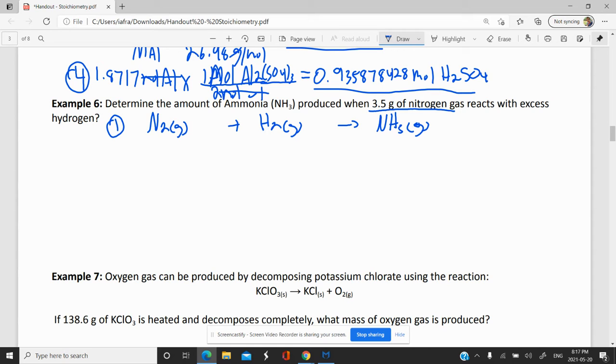And we need to balance it first. So that's our first step: make sure we have a balanced equation. So I'll put a 2 here, a 3 here, and a 1 here. So we're good. And let's put some information down. The mass of nitrogen is 3.5 grams. And we want to find the amount of ammonia.